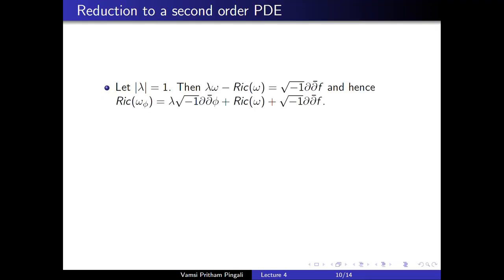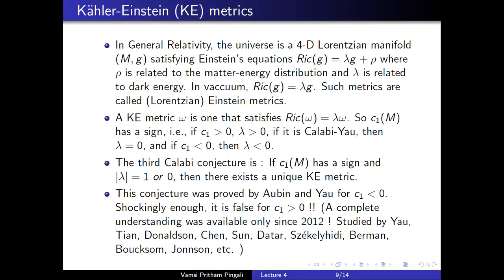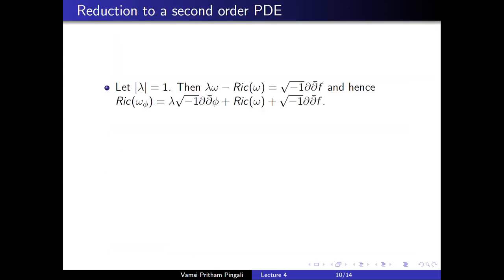Alright. So first of all, you take any old metric omega. If it already is Kahler-Einstein, you're done. If it's not, lambda omega minus Ricci omega, the cohomology class of lambda omega and Ricci omega is the same. So lambda omega minus Ricci omega is square root of minus 1 del del bar f. So we want Ricci of omega phi to be lambda omega phi. So when you simplify and the dust clears, you'll get this.